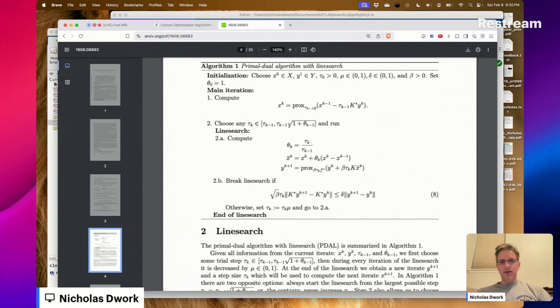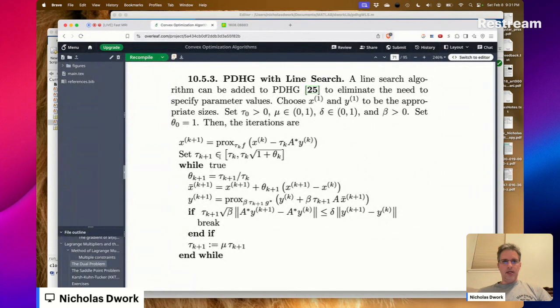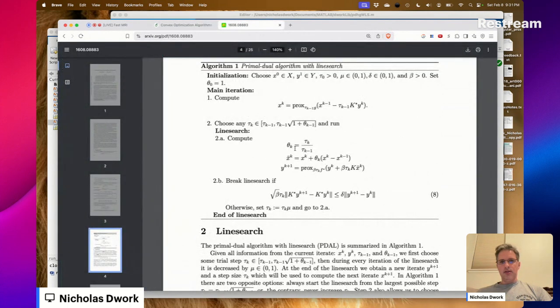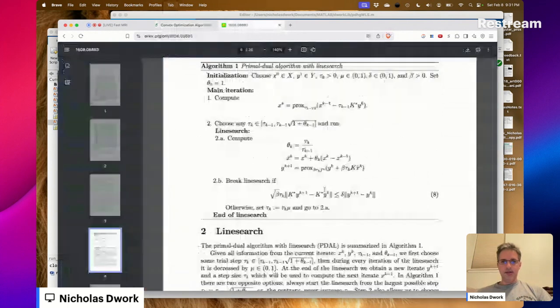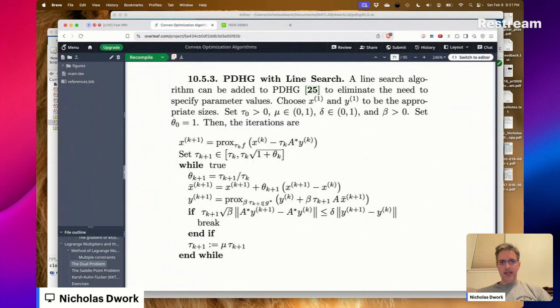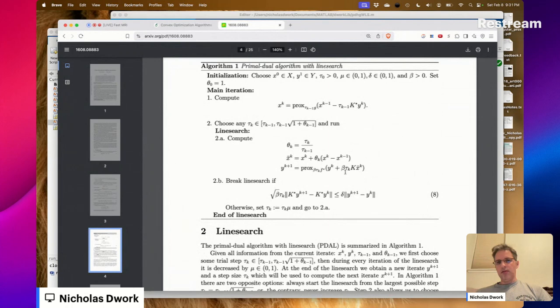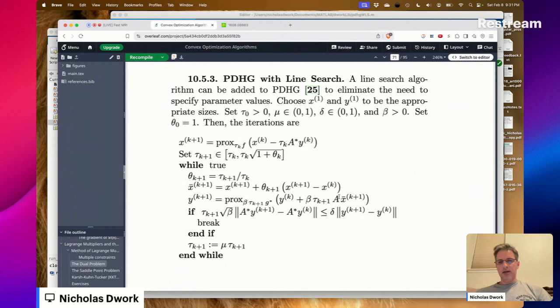Then choose any tau in that and make it as large as possible. Line search, compute theta equal to tau k plus 1 divided by tau k. X bar is equal to x plus theta k times x minus last x. Good. Prox beta tau f conjugate, prox beta tau g conjugate of yk plus beta tau k A x bar. Okay. Oops.